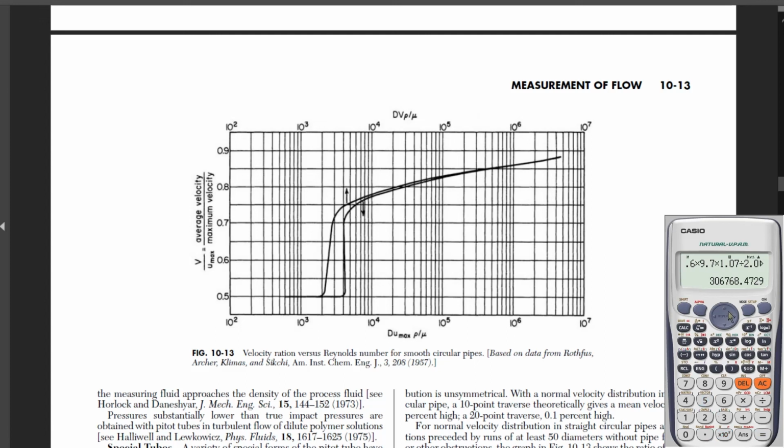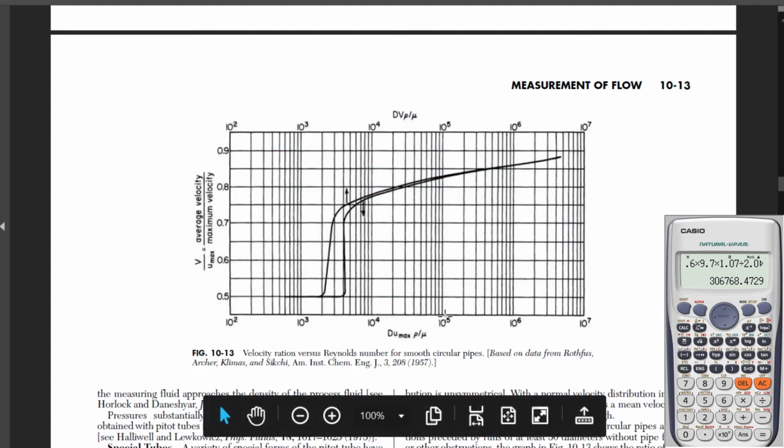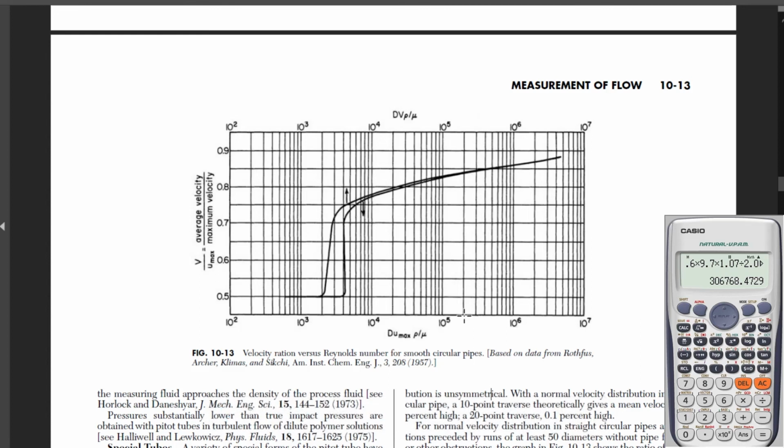Our Reynolds number maximum is 307,000, or this is 3 times 10 raised to the 5th power. If you take a look at our graph, this is 1 times 10 raised to 5, 2 times 10 raised to 5, and 3 times 10 raised to 5. This is our sweet spot. We project this upward, and it intersects with our curve, and then the intersection will be read on the y-axis as our ratio of the average over maximum velocity. I will take that as 0.84.